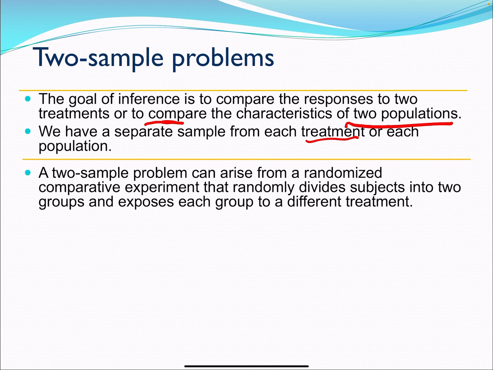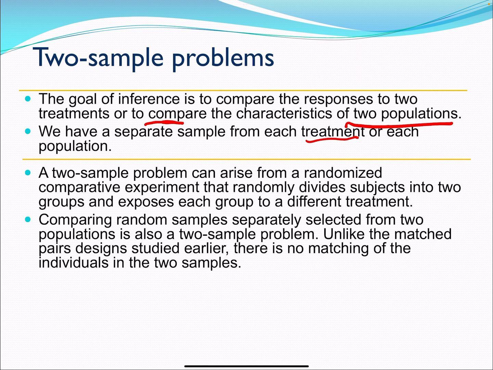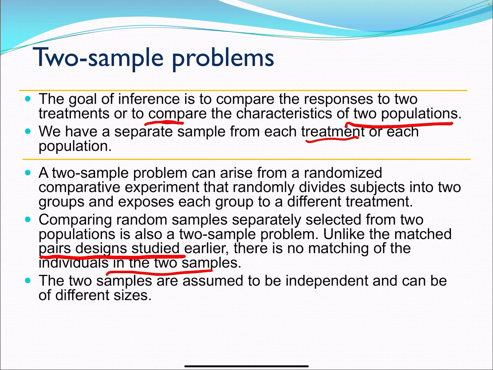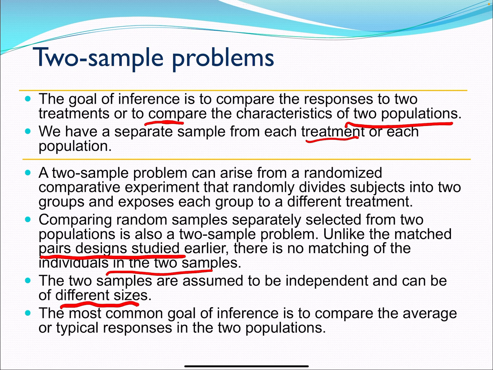And a two sample problem can arise from a randomized comparative experiment that randomly divides subjects into two groups and exposes each group to a different treatment. We compare these random samples separately selected from the two populations. That's a two sample problem. Unlike our matched pairs designs, there's no matching of the individuals in the two samples. We're just looking at the outcome. We assume that these samples are independent, and because it's not like pairs matching, they can be different sizes. And the most common goal of inference is to compare the average or typical response in the two populations. So we're primarily looking at the mean.